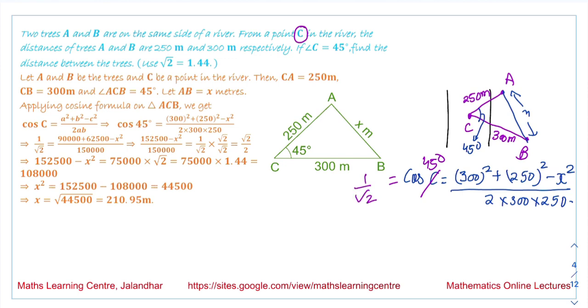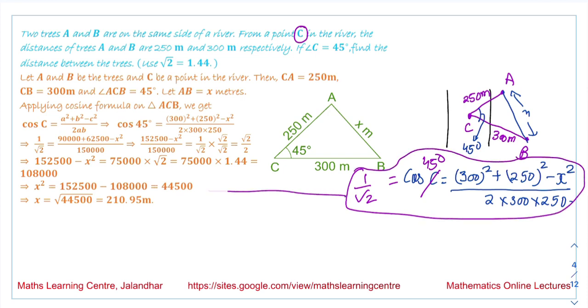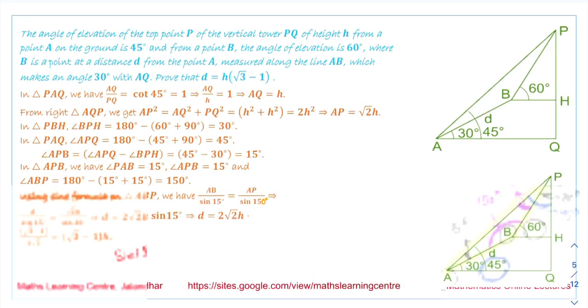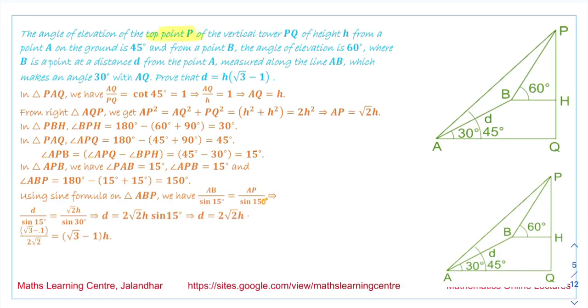And on solving this equation, on calculating all these values, we obtain the value of x is equal to 210.95 meters.